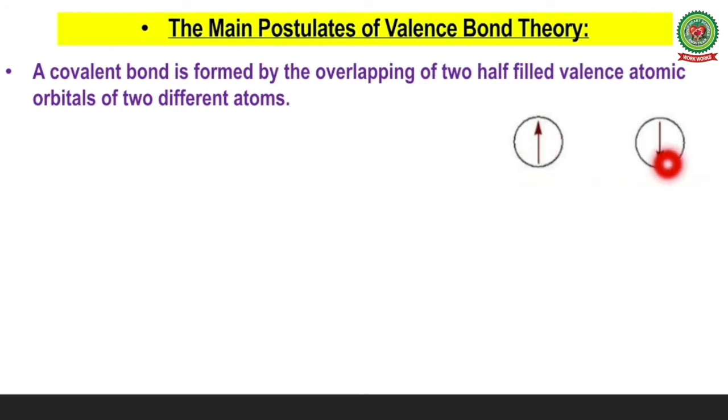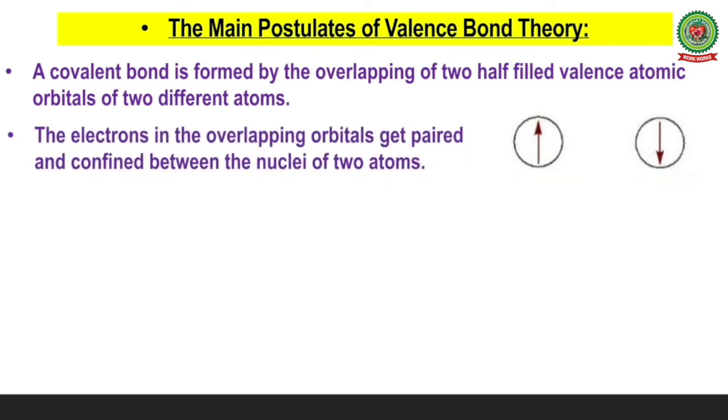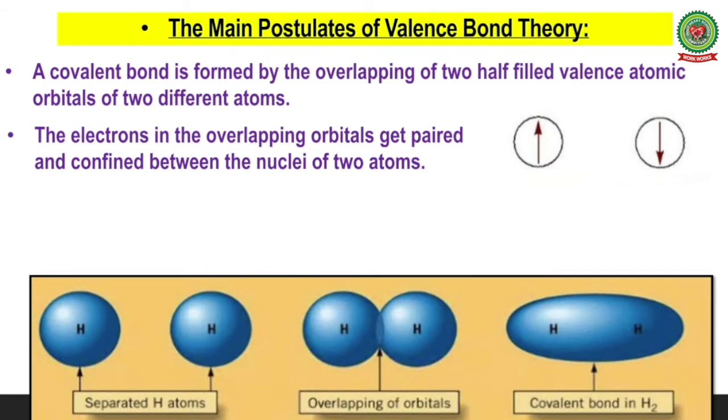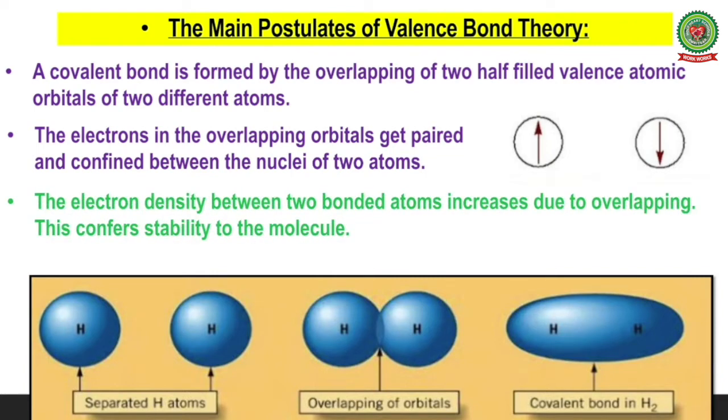So if there are two different atoms, the orbitals will contain electrons and they are going to overlap with each other, and then they are going to form a bond. The electrons in the overlapping orbitals get paired and confined between the nuclei of the two atoms. Initially, let us consider the hydrogen atom. A hydrogen atom has one electron; they overlap with each other, and the electrons that are paired up are confined between the nuclei of the two atoms, and this gives rise to covalent bond formation. The electron density between two bonded atoms increases due to overlapping.